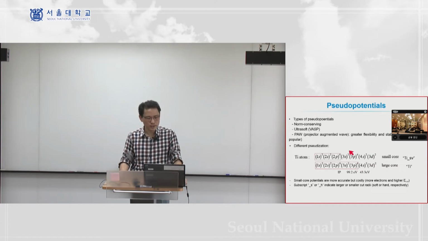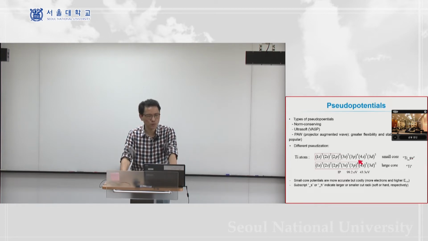This kind of orbital, which can be treated as either core or valence electrons, is called a semi-core orbital. In VASP, you can distinguish these two types of pseudization by a subscript like SV, where the S means semi-core: 3s and 3p are included in the valence. So this is what they mean by this SV.